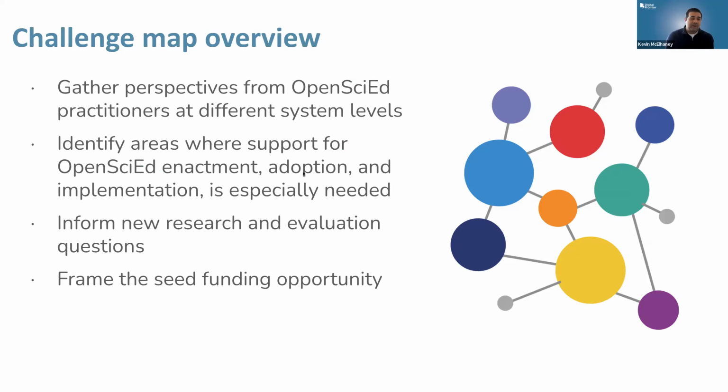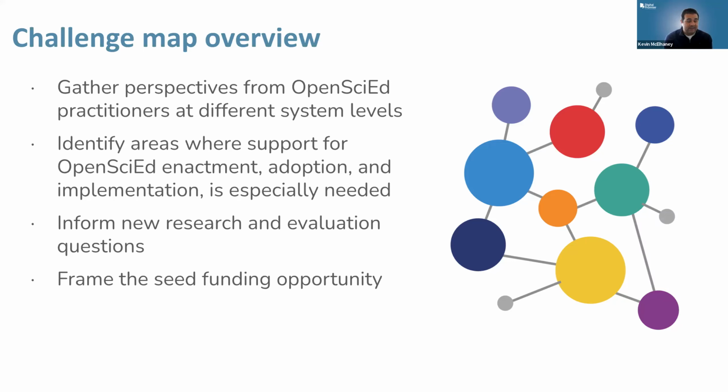So I wanted to springboard the seed funding opportunity with some initial work that we've done as supported by Jim Short and the Carnegie Corporation. One of the things we wanted to do was develop what we call this challenge map, where we identify what are the key areas of support that practitioners, in particular teachers and district leaders, who are in position of adopting and implementing OpenSciEd even at a district level, what are those areas of support that they really need to be successful with OpenSciEd?